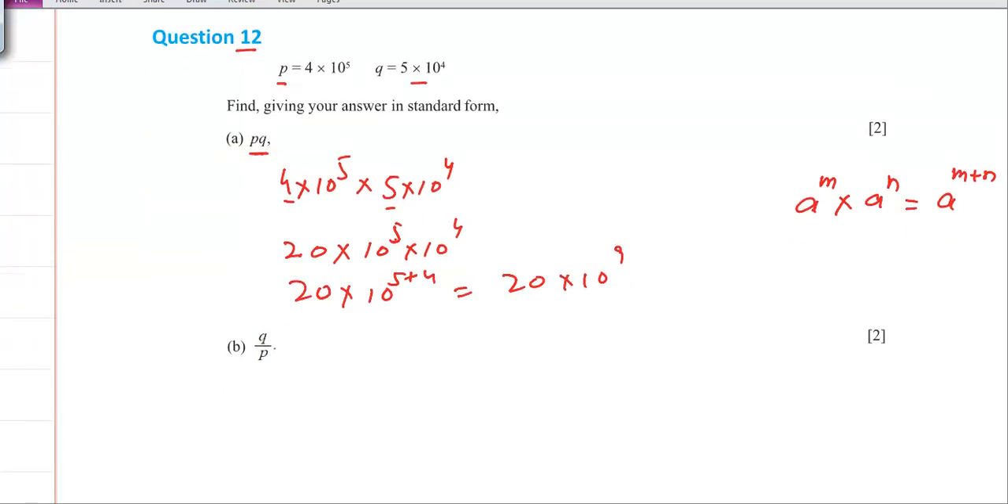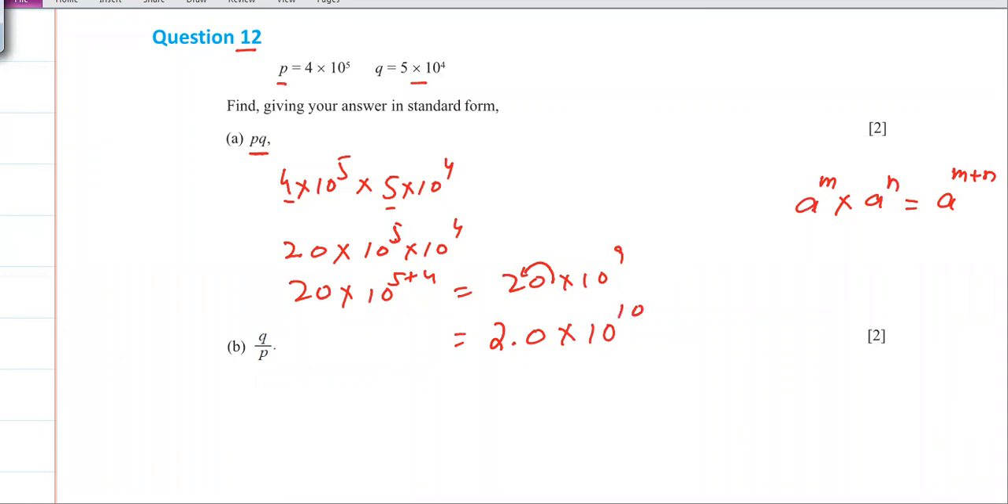A general question to all: do you think it is in standard form? No, it's not. Because the decimal is here, we have to shift it here. It will become 2.0, and the 0 there is no need to write, though you can write 2.0 into 10 to the power. You shifted from right to left, so the power of 10 will increase by one. It was 9 before, it will become 10 now.